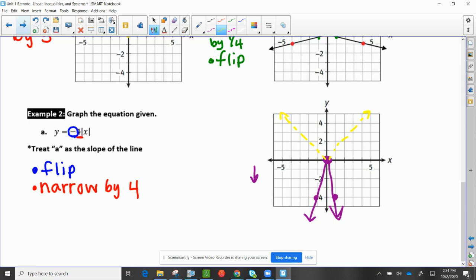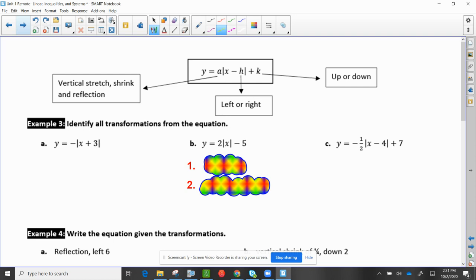All right, next page, we're going to put everything together now. So remember, the A value in front is going to either stretch it, shrink it, or make it a reflection. The inside of the absolute value is what moves our graph left or right. So remember, a plus moves it left, a minus moves it right. And then the plus k, the value outside the absolute value, that's going to move our graph up or down. So remember, a plus moves it up, a minus moves it down.